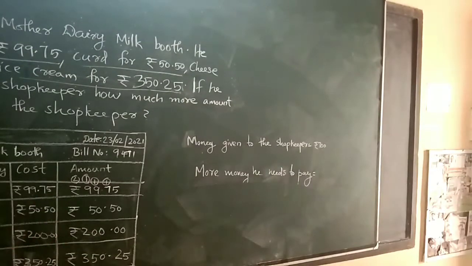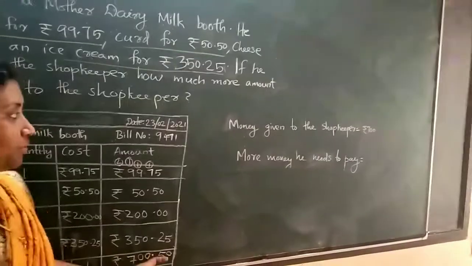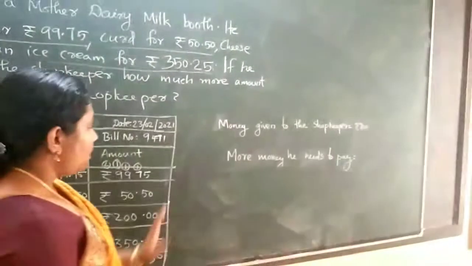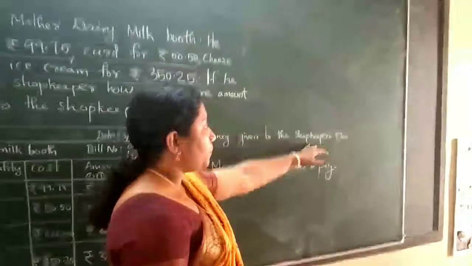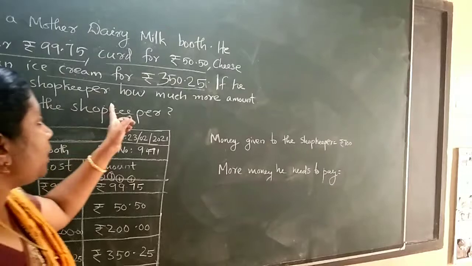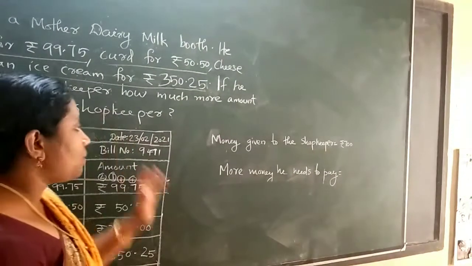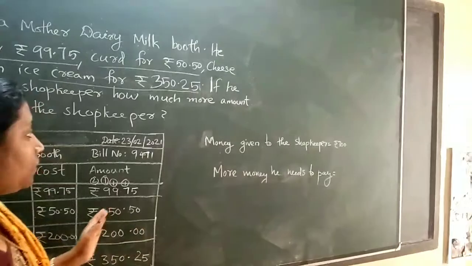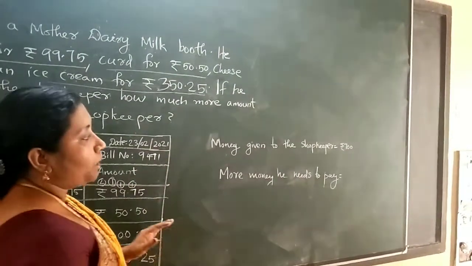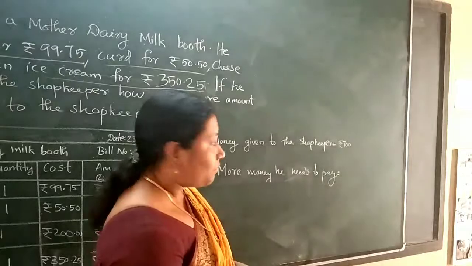Here what is the total amount? Total amount rupees 700 and 50 paise. Then money given to the shopkeeper. In your question, if he gives rupees 700 to the shopkeeper, how much more amount does he need to pay to the shopkeeper? That is your question. That means money given to the shopkeeper. How much money given to the shopkeeper? Rupees 700.